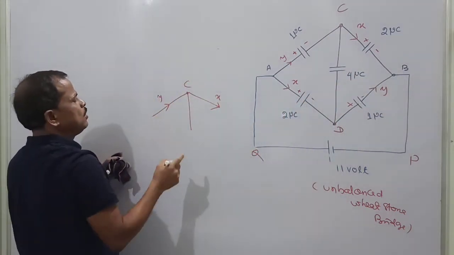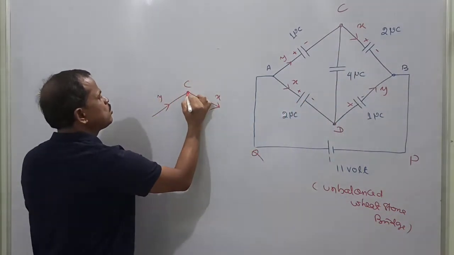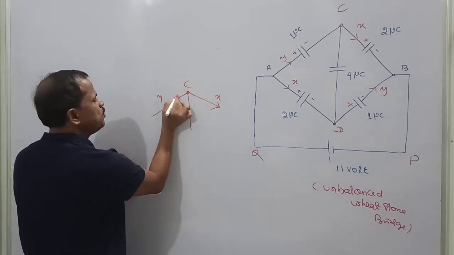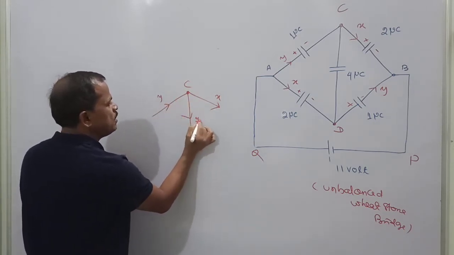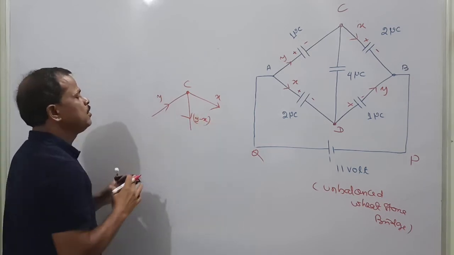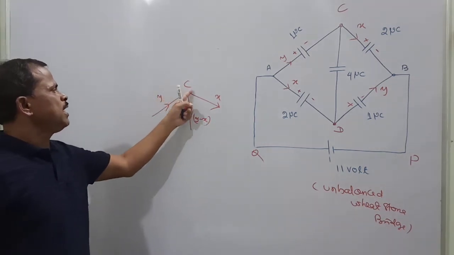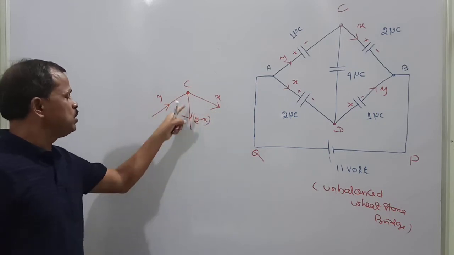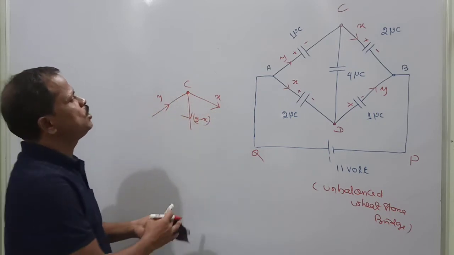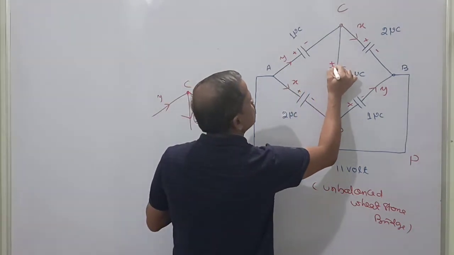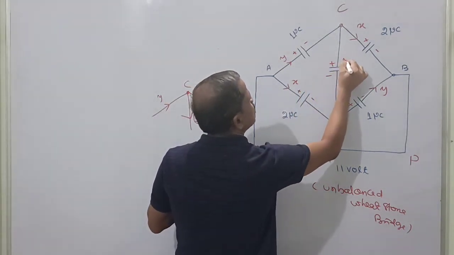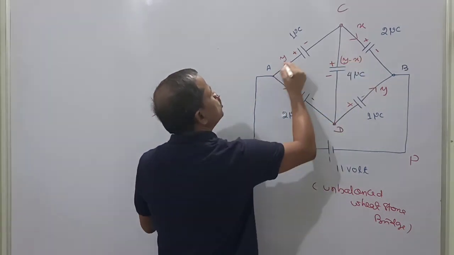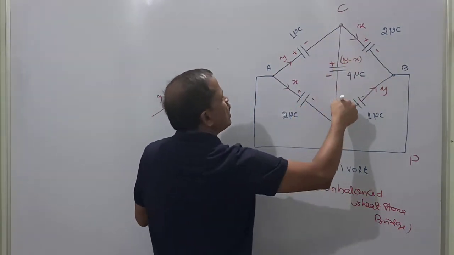According to Kirchhoff's law, net charge coming to a junction must be equal to net charge going out of the junction. If y is coming, and x goes this way, how much is left? y minus x will be going this way. Again it is positive charge, so it will be positive, negative, and the value is y minus x. This is y, this is x, this is y minus x.